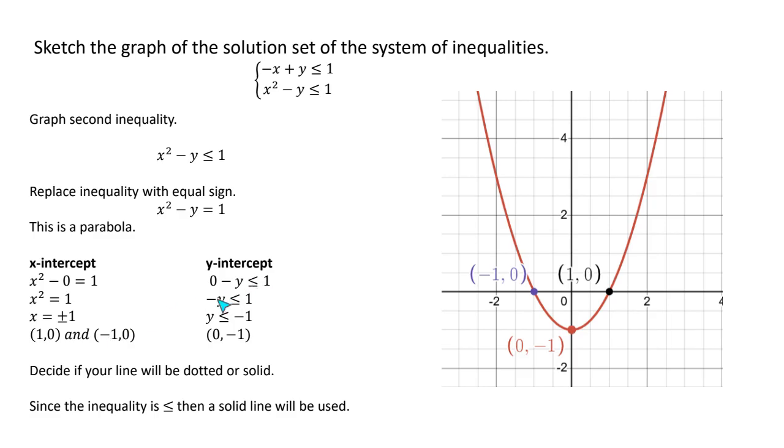For the y-intercept, if x is 0, then y is going to be equal to, and these should be equal signs right here, I forgot to change them. But the y will be equal to -1. And so then if we plot those, we have our x-intercepts and our y-intercept. We're going to use a solid line since the inequality is less than or equal to. And so next we need to find a test point.